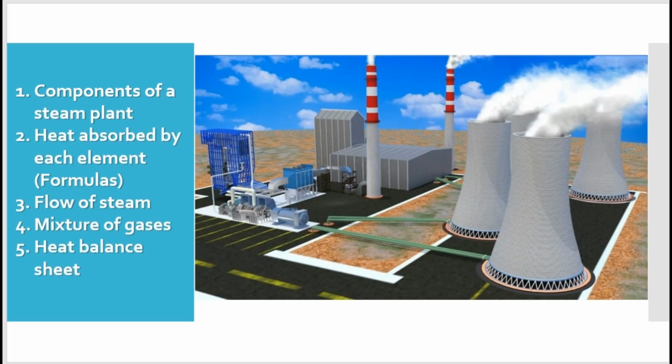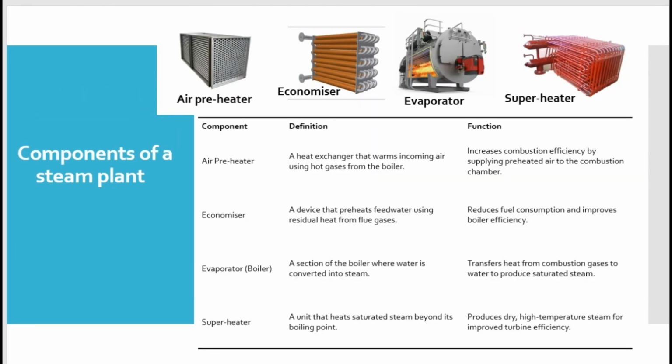Here on N6, we are going to talk about the following components. Component number 1 is a preheater. A preheater is a heat exchanger that warms incoming air using hot gases from the boiler. It increases combustion efficiency by supplying preheated air to the combustion chamber.